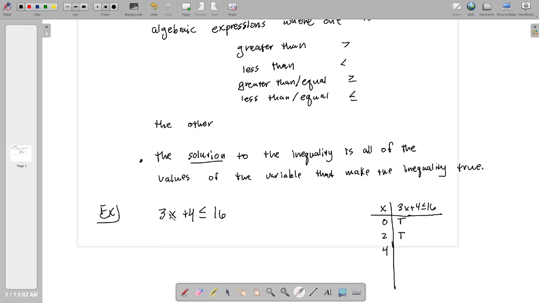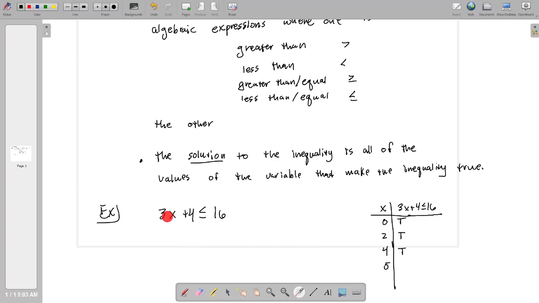So we plug in 4, we get 12. 12 plus 4 is 16, which is equal to 16. This still holds true because we have less than or equal to, and it is equal to. So it satisfies this inequality. This is also true. But we can see that 4 will be the last one that actually satisfies this. If we continue to make our x larger, say 5, then we'll see that it becomes false.